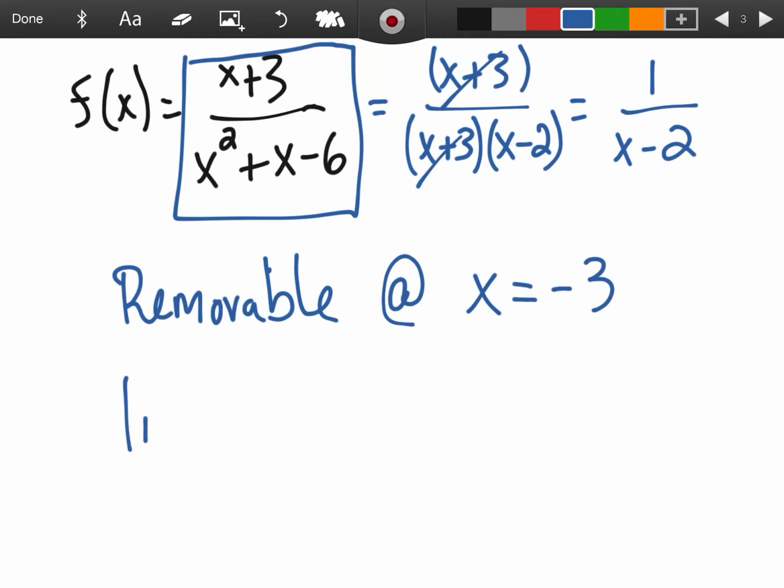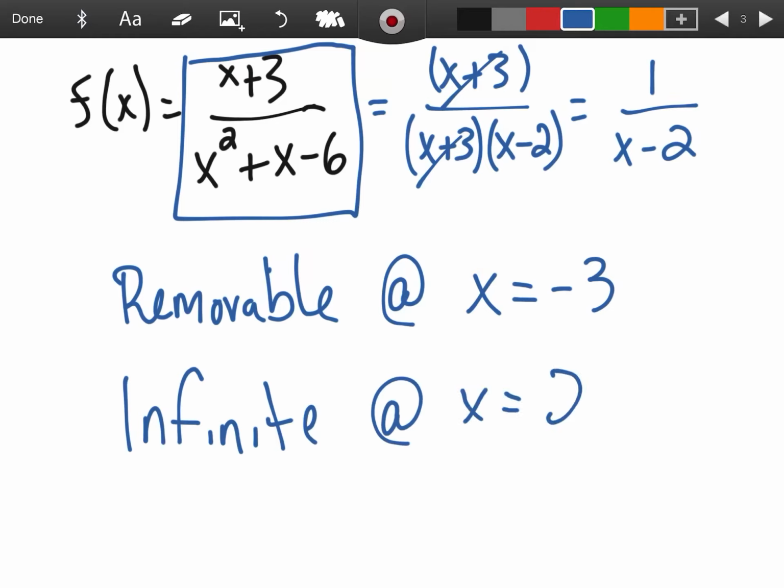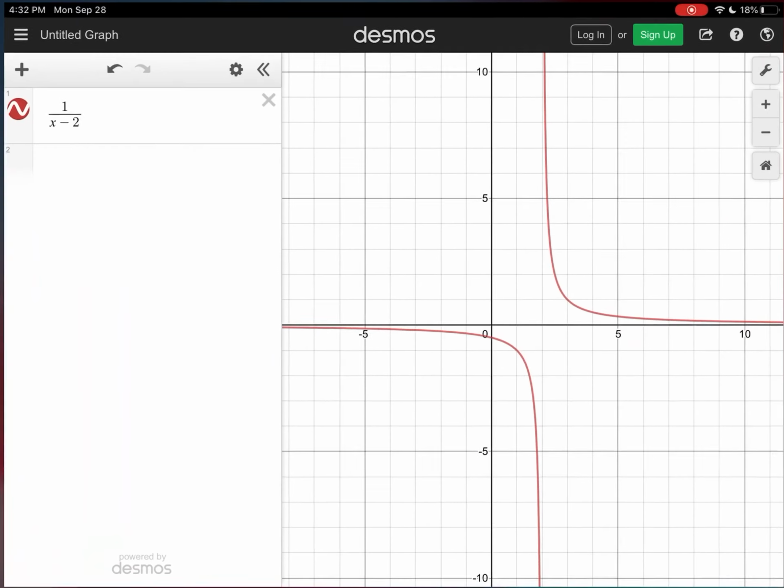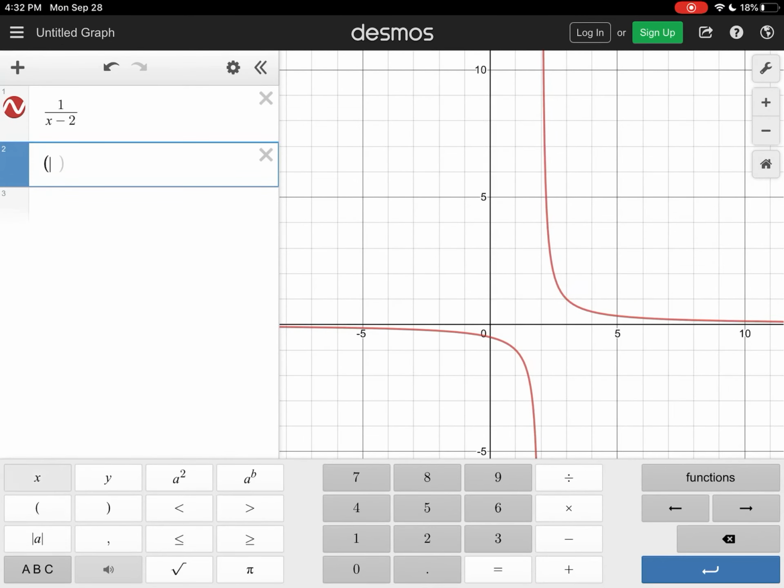There's still going to be an infinite discontinuity at x equals 2, because x minus 2 still appears in the denominator. If you plug in 2, you're going to get a number divided by 0, which of course is undefined. So let's graph this. Parentheses x plus 3 divided by x squared plus x minus 6.